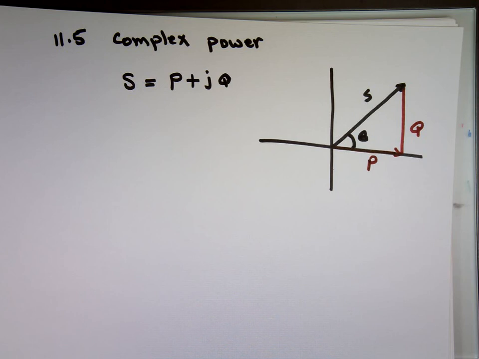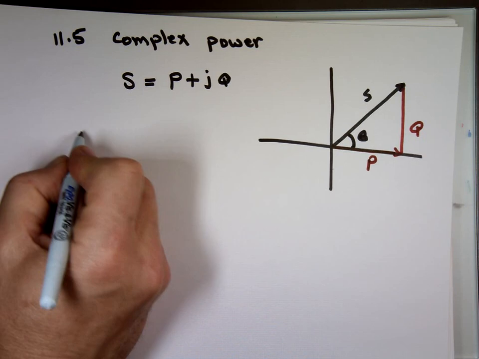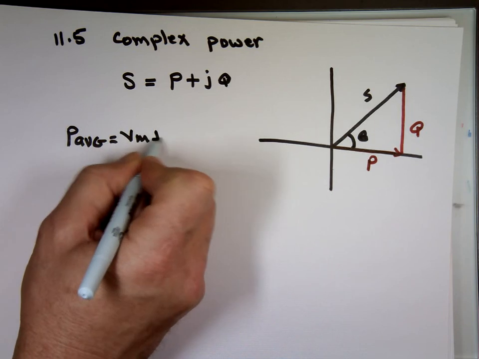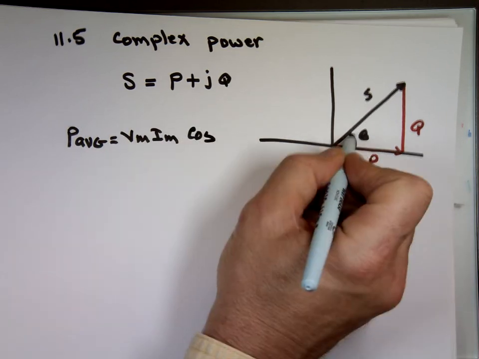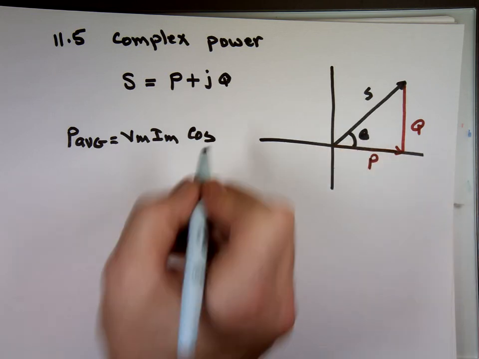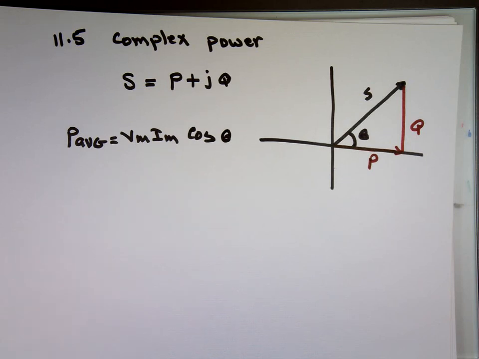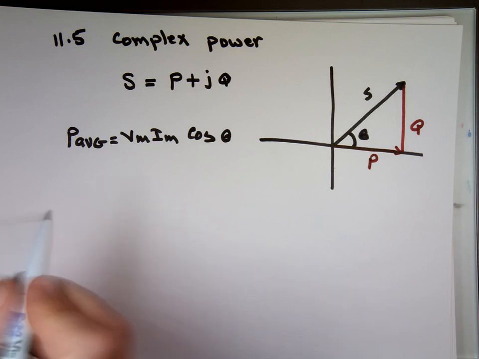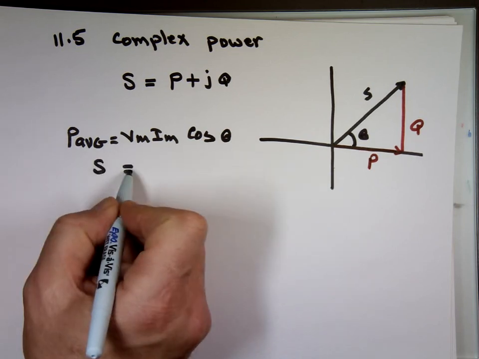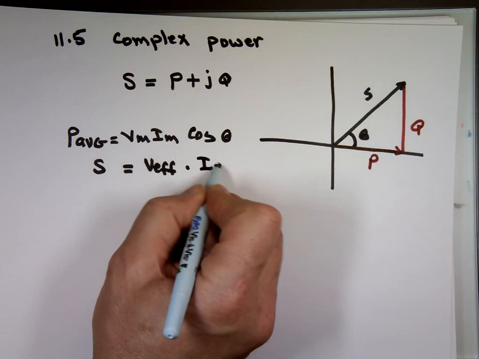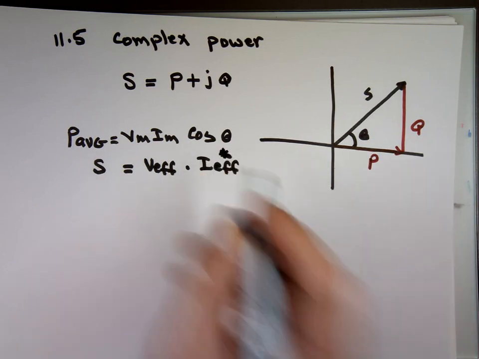Okay. Let's talk about S first. So we know P, average power, let's come back to it, is what? V max, I max, cosine, and let's call this angle theta, which is really theta V minus theta I, but I'll call it theta for now. The complex power S can be found by taking V effective times I effective conjugate. That's your complex power.